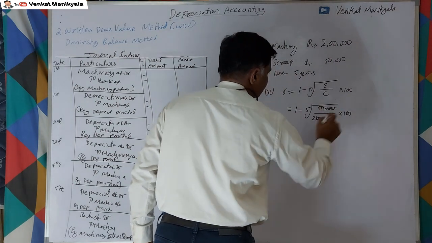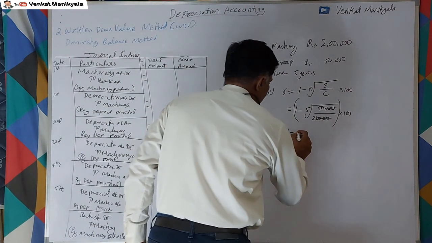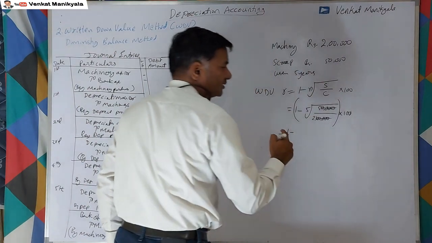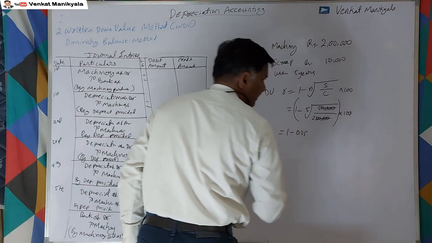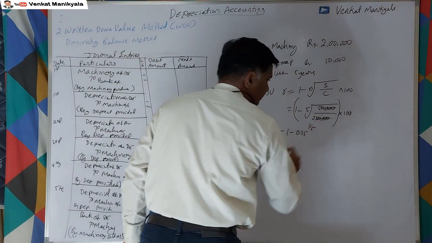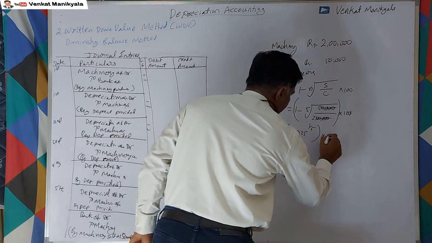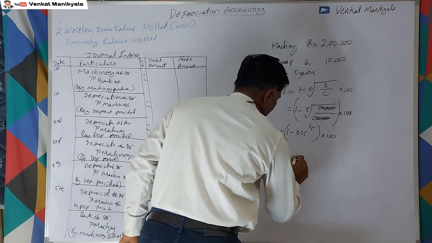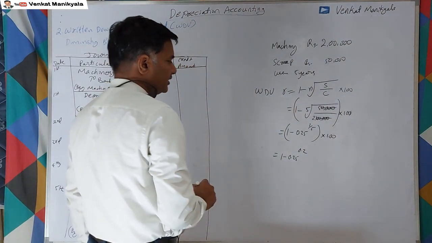So this is multiplied for total, right? So that is 5 by 20. 5 by 20 is nothing but 0.25, right? 0.25 to the power of 1 by 5, right? It's nothing but overall multiplied by 100. That is nothing but 1 minus 0.25 to the power of 0.2. 1 by 5 means 0.2, right?